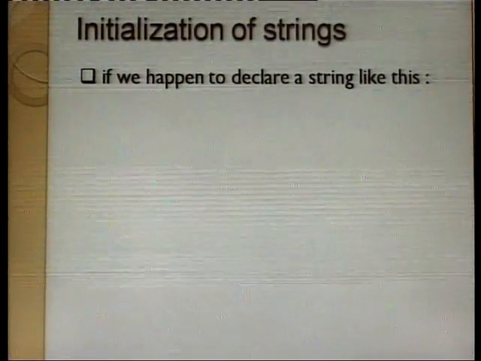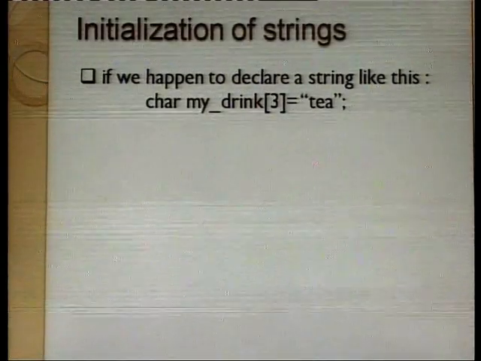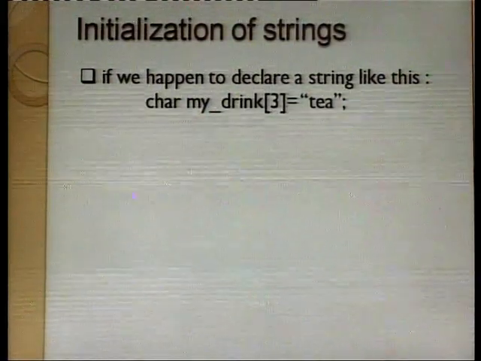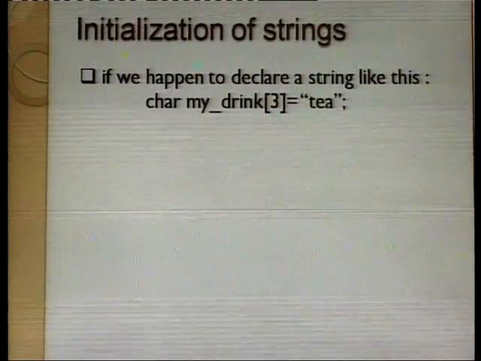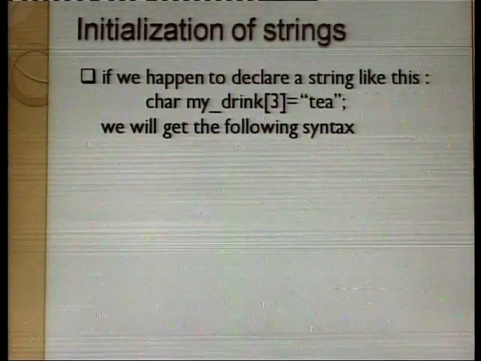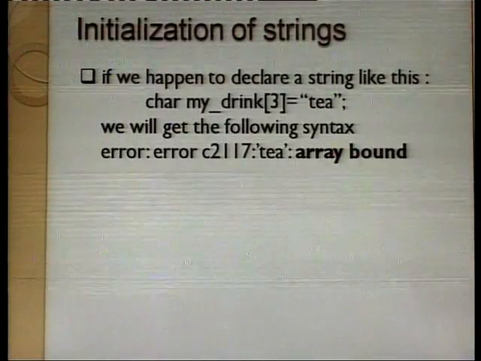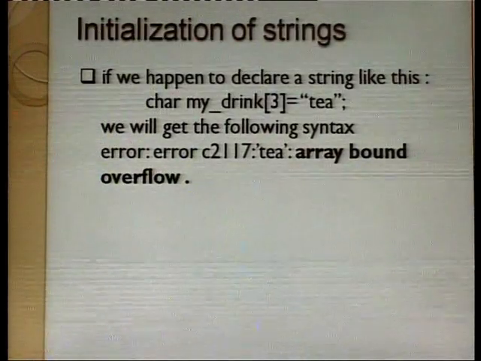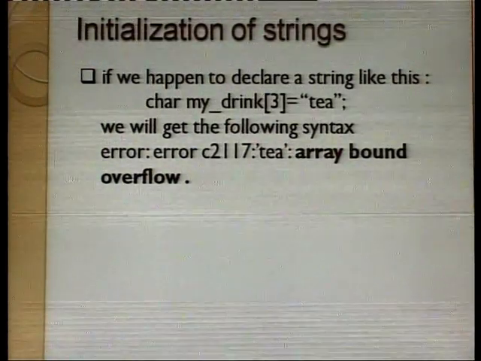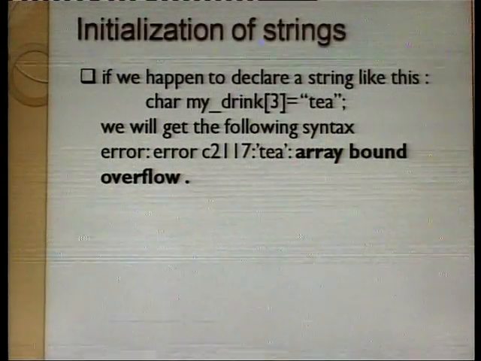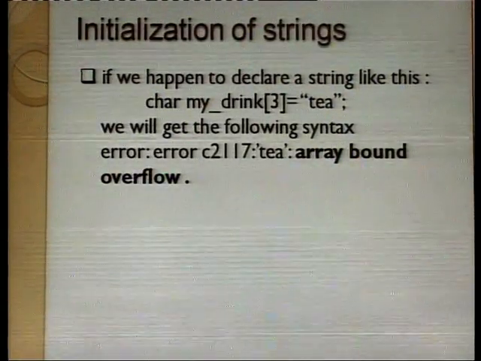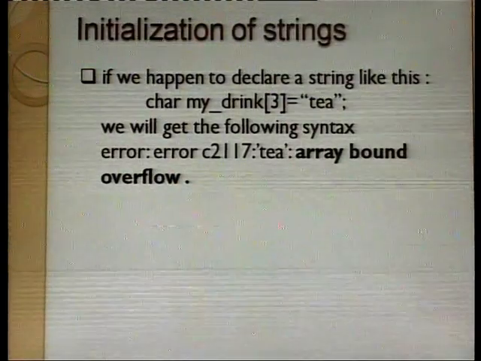If we happen to declare a string like this, char myDrink[3] = "tea", here we define the size as 3 and the string size is again 3, that is TEA, 3 characters. Then we encounter a syntax error, C2117, array bound overflow. Why? Because if we have a string of 3 characters, then we must have an array of size 4. The 4th place is for the null character. So in the above example, there is no space to store the null character.